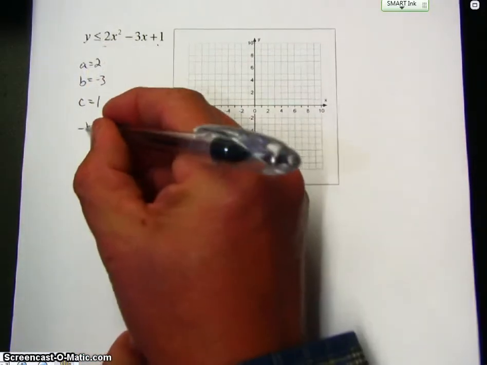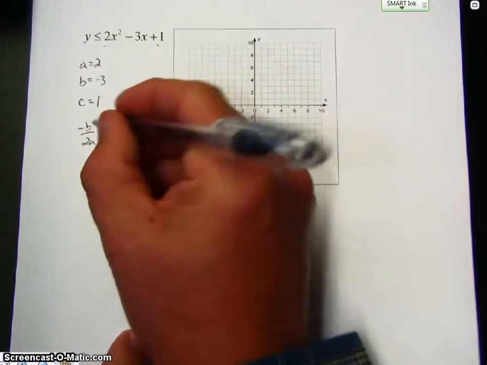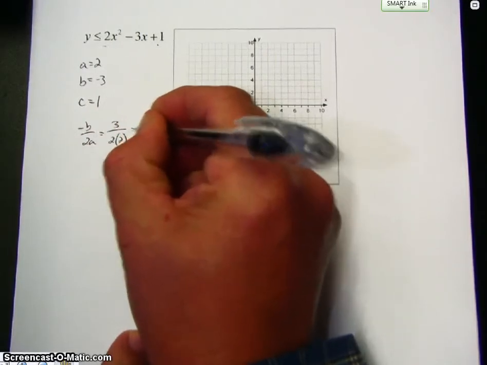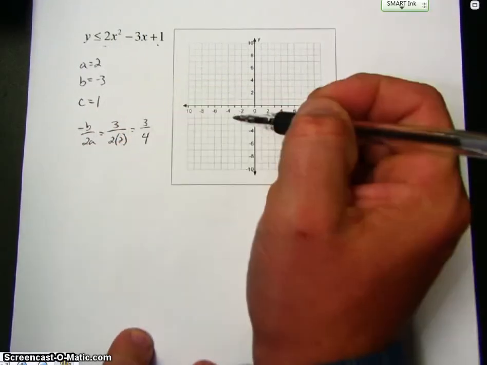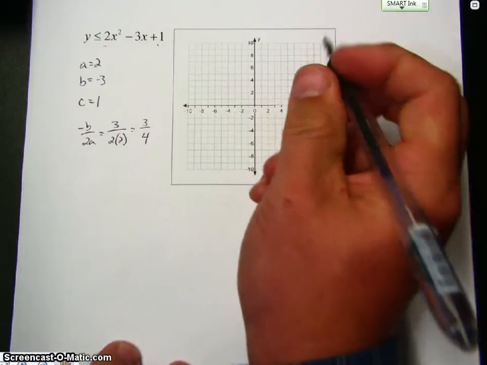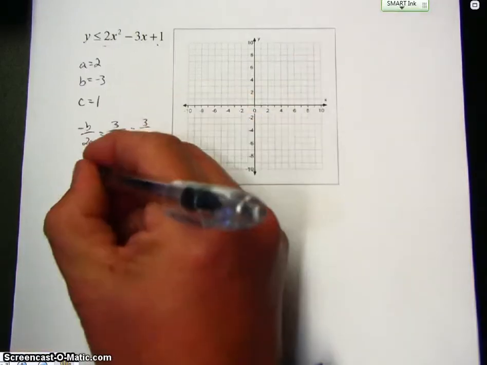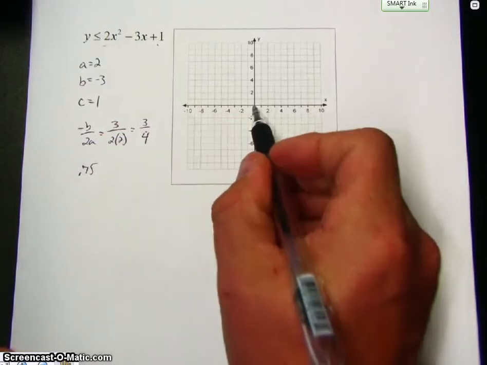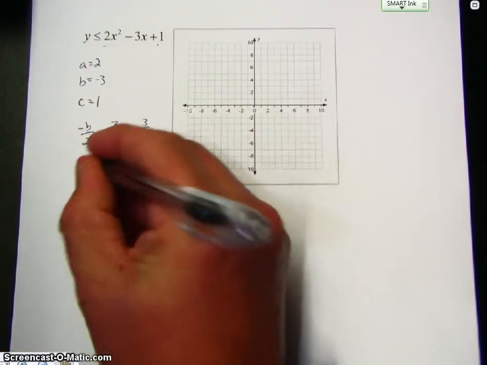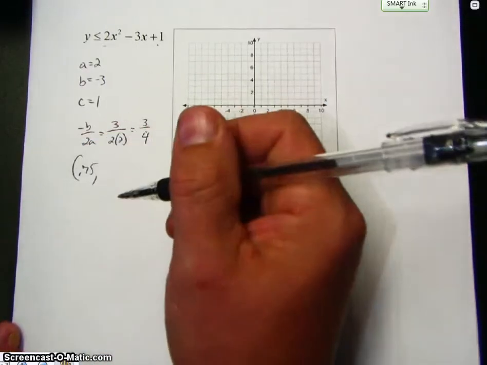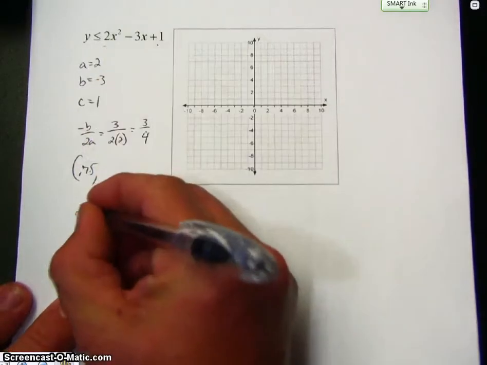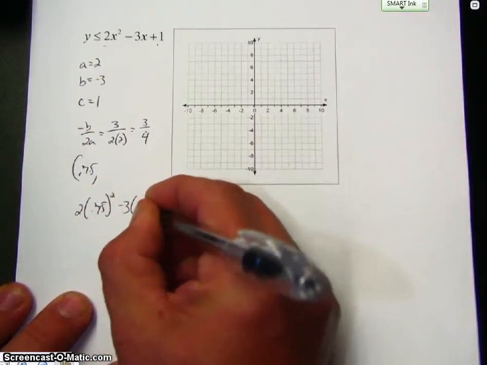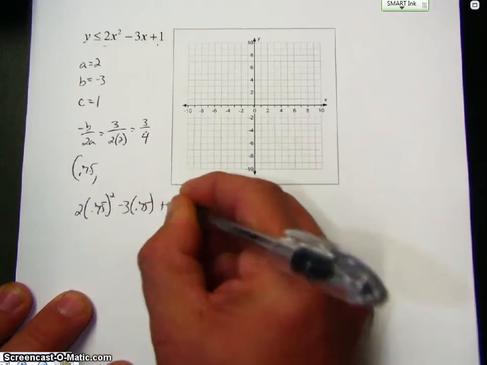All right, so negative B over 2A. So it'll be positive 3 over 2 times 2, which is 3/4. Oh, we got a fraction. 3/4, that's 0.75. I like to convert this to decimal because I'm graphing. All right. So 0.75, that's part of my vertex. And I'm going to plug that in to here. So it'll be 2 times 0.75 squared minus 3 times 0.75 plus 1.